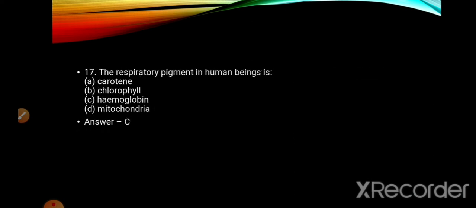Next, the respiratory pigment in human beings is, C, hemoglobin. Respiratory pigment in human beings is hemoglobin.